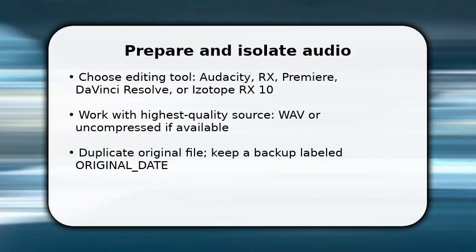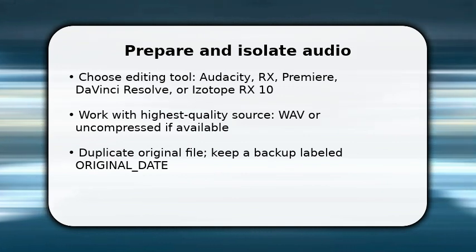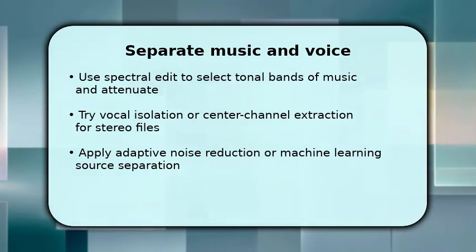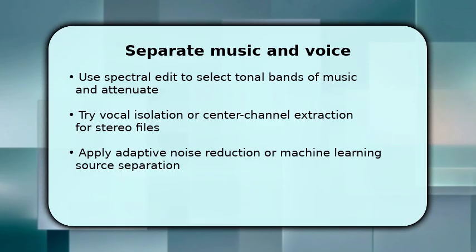Now move to isolation techniques aimed at separating harmonic music from vocal content. You now apply separation methods step by step. First, try center channel extraction for stereo tracks. This often isolates voice if it's pan-center.